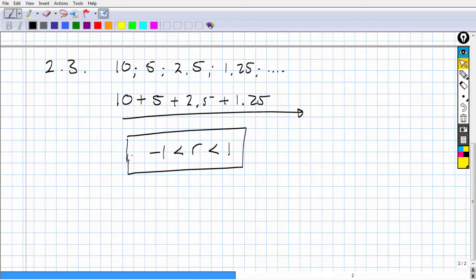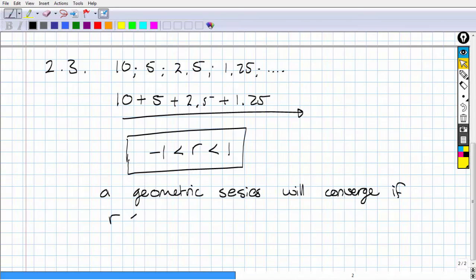So you answer this question by saying a geometric sequence or series will converge if r is less than 1 but greater than -1. Okay, so that's your answer. And that's kind of the crux of it.